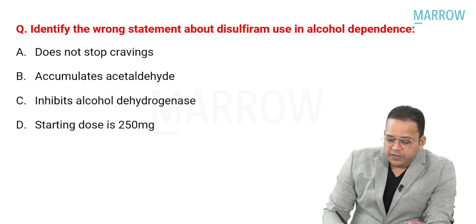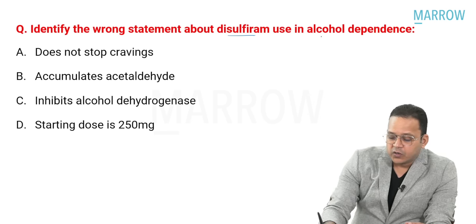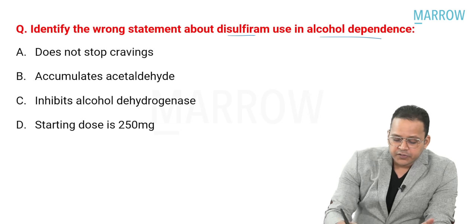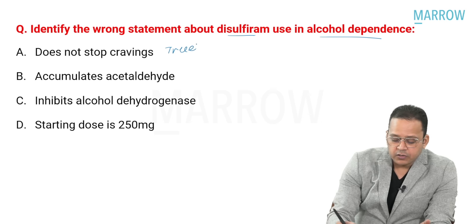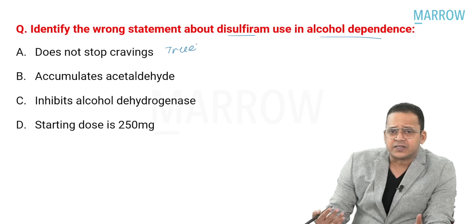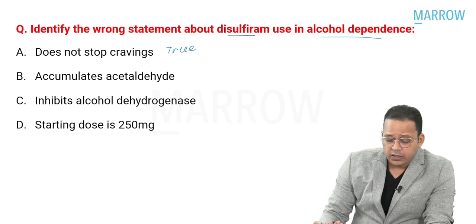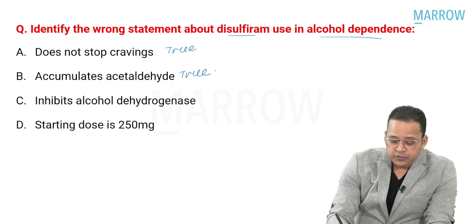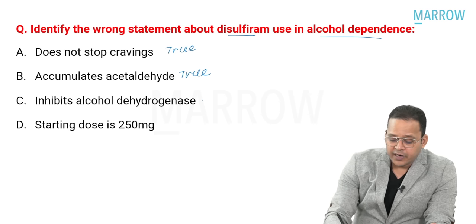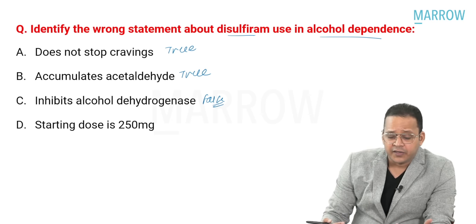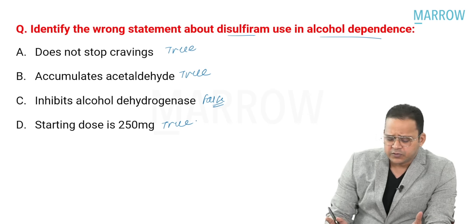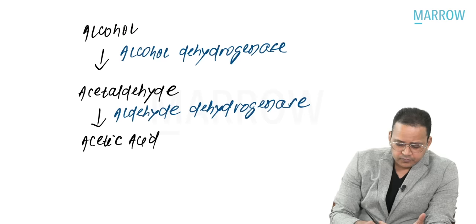Identify the wrong statement about disulfiram use in alcohol dependence. Does not stop craving. So it is true, it does not stop craving. It is rather an aversive agent. It creates aversion to alcohol. Accumulates acetaldehyde. This is also true. Inhibits alcohol dehydrogenase. This is false. Rather, it inhibits aldehyde dehydrogenase. Starting dose is around 250 milligrams. That is also true. Now see, what is false?